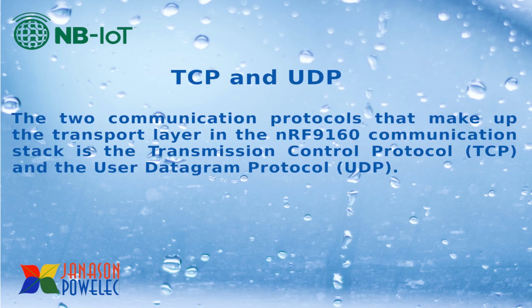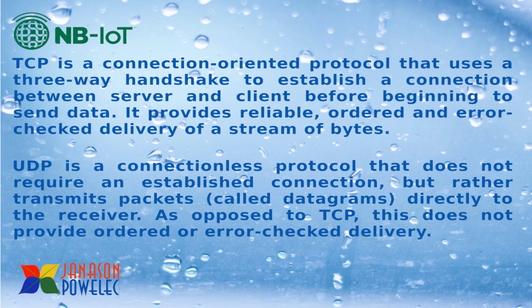TCP and UDP, the two communication protocols that make up the transport layer in the nRF9160 communication stack, are the Transmission Control Protocol (TCP) and the User Datagram Protocol (UDP). TCP is a connection-oriented protocol that uses a three-way handshake to establish a connection between server and client before beginning to send data. It provides reliable, ordered, and error-checked delivery of a stream of bytes.